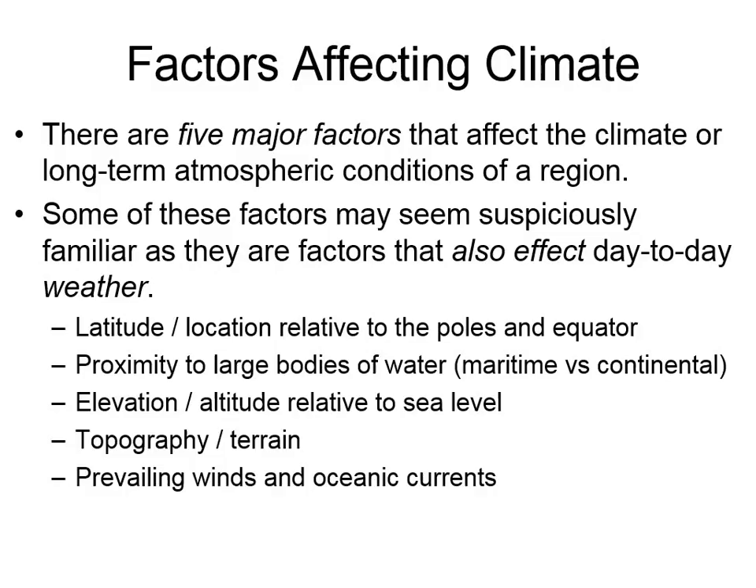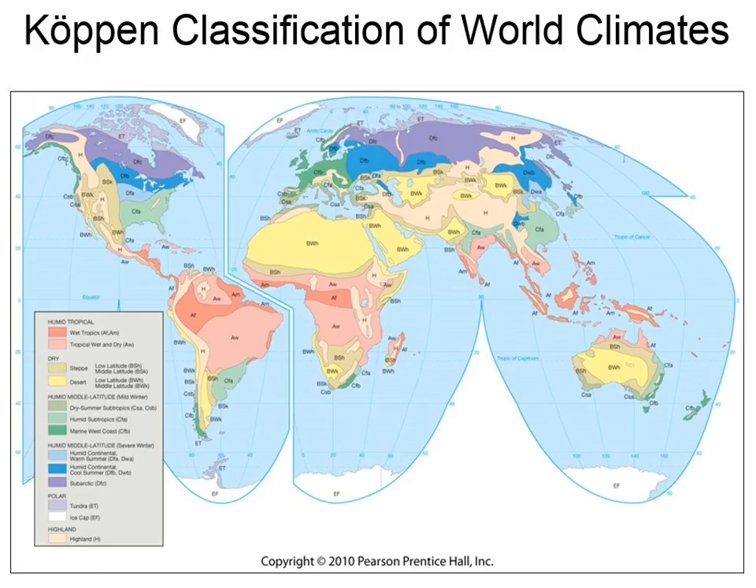Are you on a coast? We call those maritime locations. Or are you inland, continental? That will affect it. What's your elevation? The topography means your proximity to mountains. Are you on the windward or the leeward side of a mountain? That affects climate just like it affects day-to-day weather. Okay, so these are then kind of like the map we saw in the video.